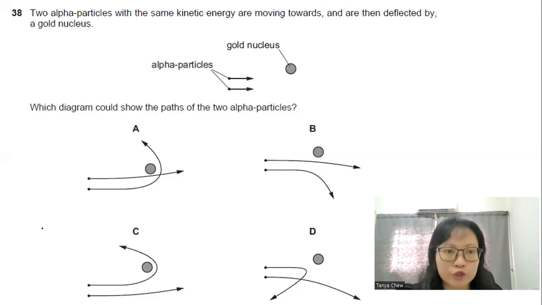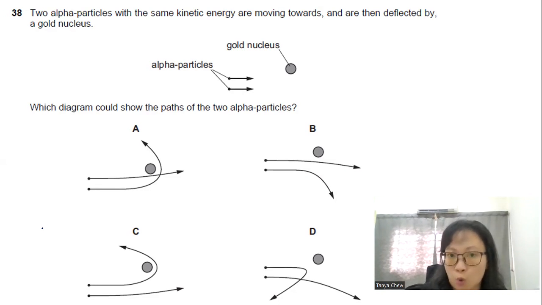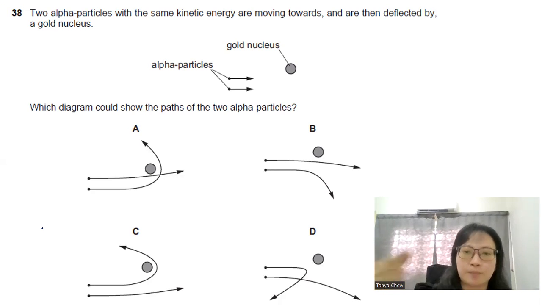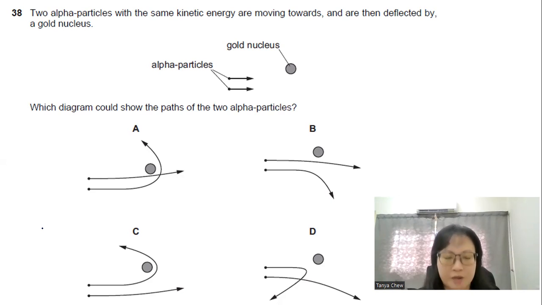Question number 38, two alpha particles with the same kinetic energy are moving towards and then are deflected by a gold nucleus. Which diagram could show the paths of the two alpha particles? Remember, alpha particles are positively charged. Gold nucleus is positively charged, so they will be deflected away.